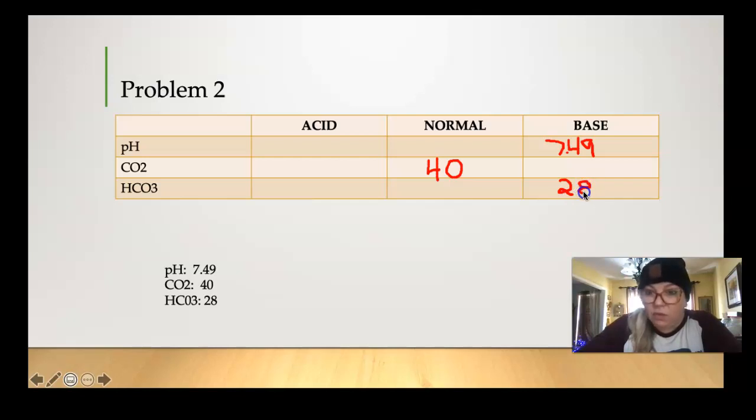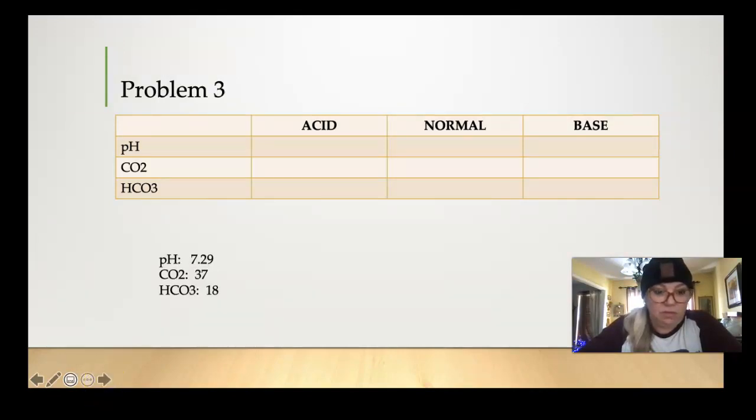So if you look at what lines up here, you have a pH of 7.49, so it's alkalotic. You have a bicarb of 28, which is also alkalotic, and our CO2 is normal. So we have a metabolic alkalosis, because it's the HCO3, and the lungs have done nothing to try to help. They're still normal, so it's uncompensated metabolic alkalosis. Okay. All right. So let's go to the next slide.